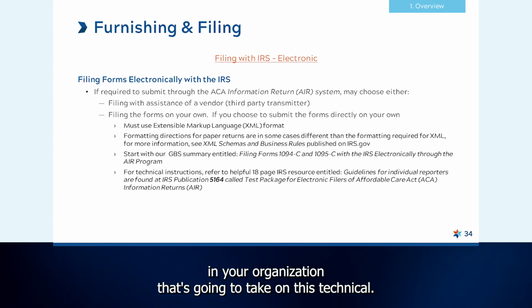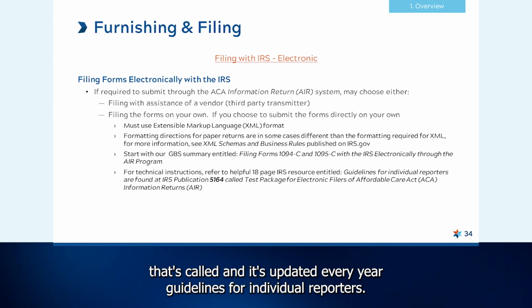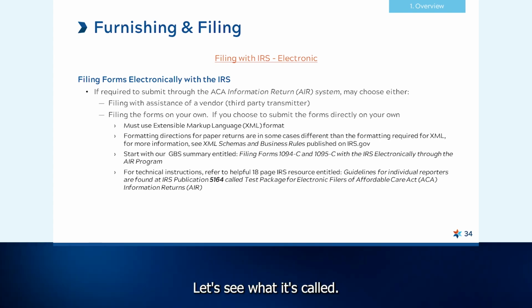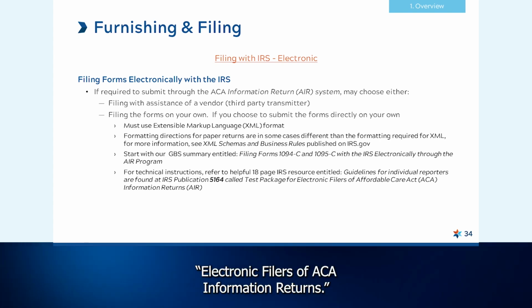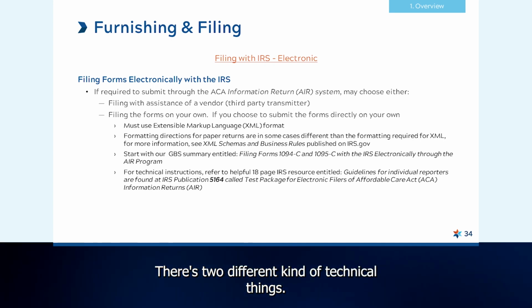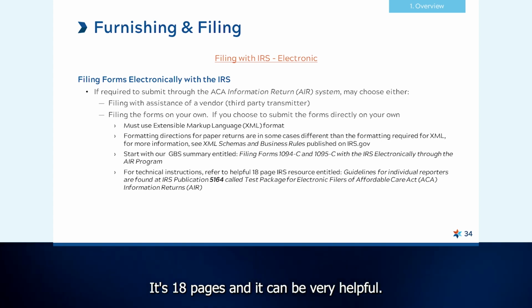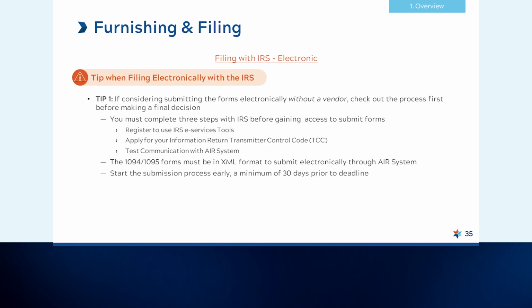Your person in your organization that's going to take this on, it's a technical issue. They're going to refer to this document that's updated every year, called Guidelines for Electronic Filers of ACA Information Returns. It's 18 pages. There are 2 different kinds of technical documents. There's one that's really long and technical. This one is for those of you who are just trying to do it on your own. It's 18 pages and it can be very helpful.